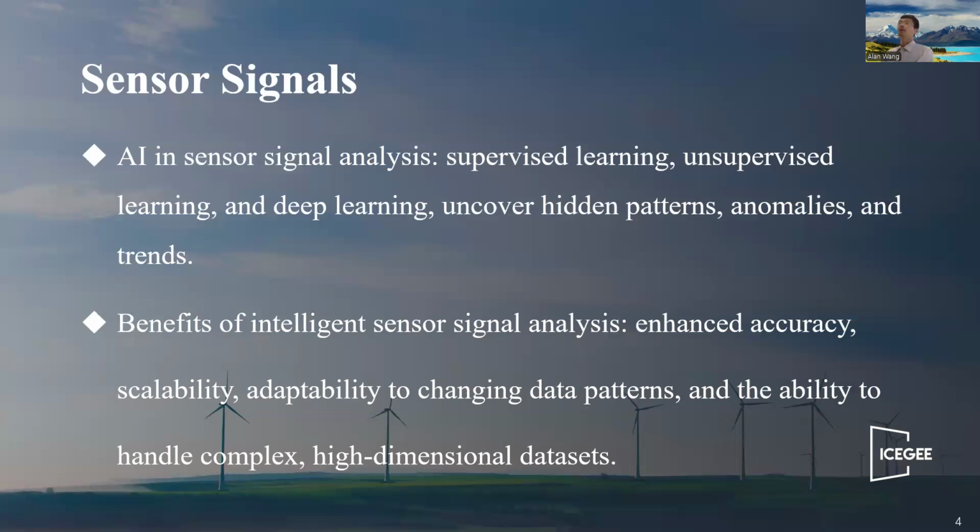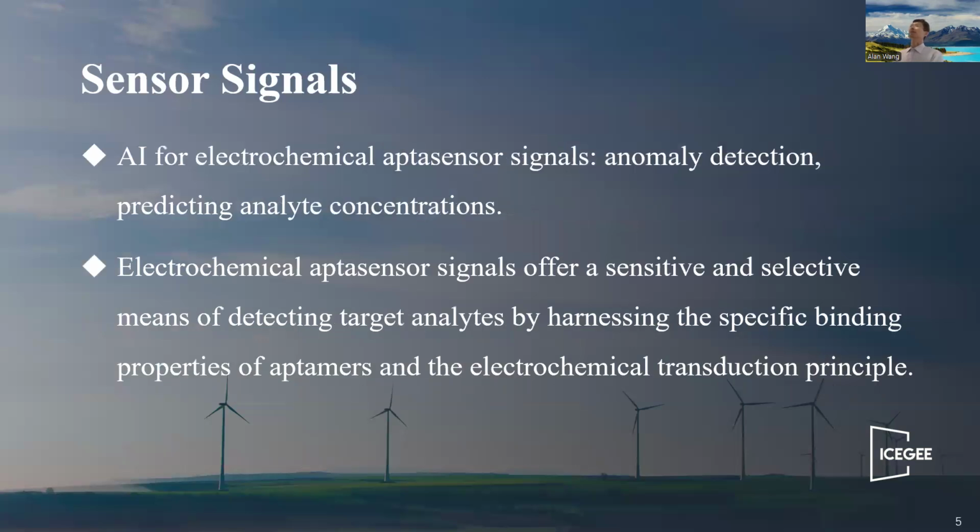There are a lot of benefits for intelligent sensor signal analysis. For example, it can improve the accuracy and scalability, which is very important, and also adaptability to changing data patterns. So we can easily adjust the model trained on one data set or an open data set to our own data set. And also the ability to handle very complex and high-dimensional data sets. So this is the advantage of artificial intelligence in sensor signal analysis.